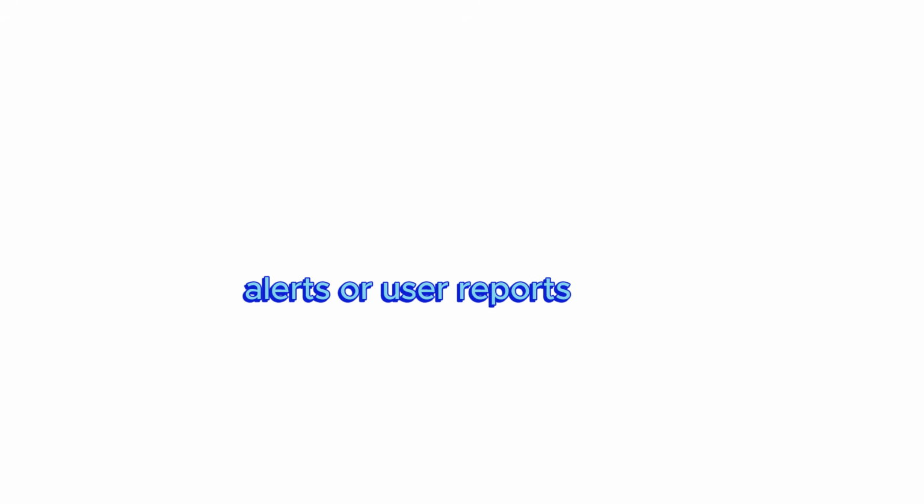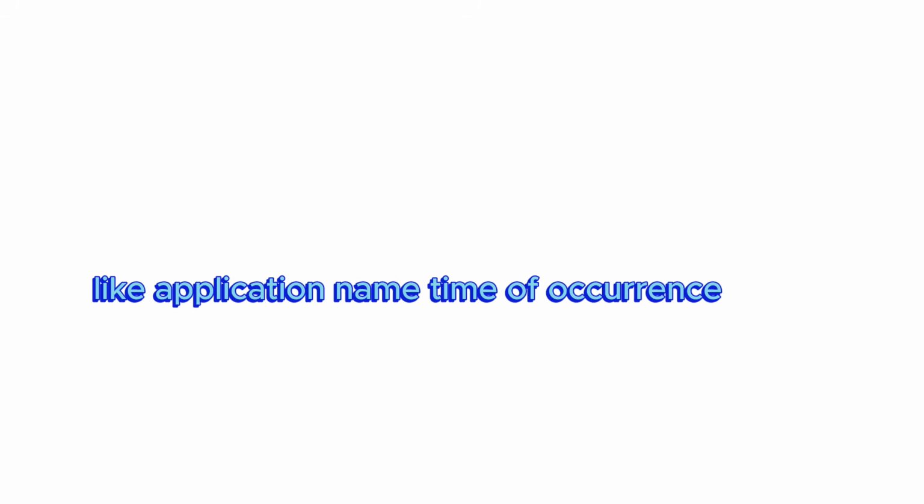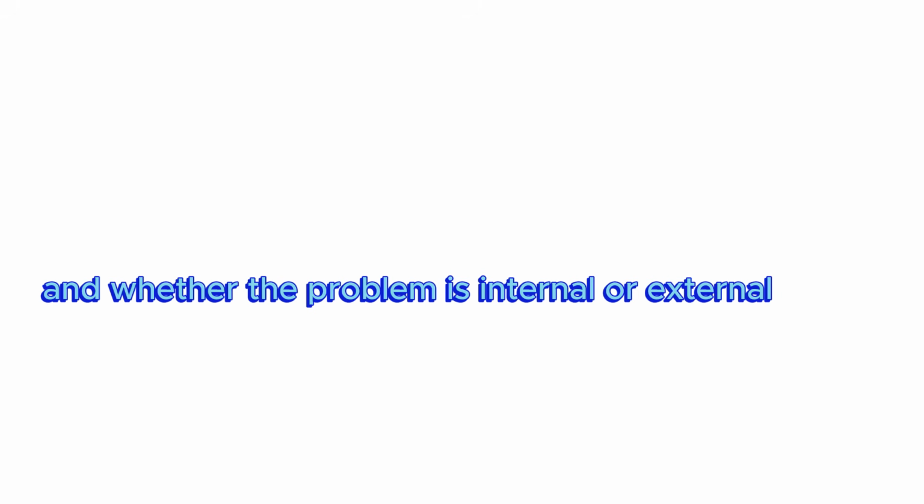Well, the first step is to understand the nature and scope of the issue. I would gather initial details from monitoring alerts or user reports, such as what the users are experiencing. Are they seeing a timeout, page not loading, or a specific error code like 404, 502, or connection refused? I'll also document basic information like application name, time of occurrence, user impact, and whether the problem is internal or external. This helps categorize the problem and prioritize the response correctly.